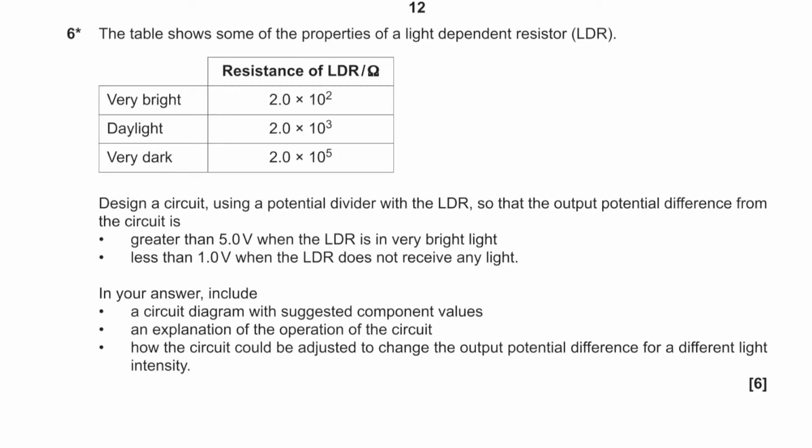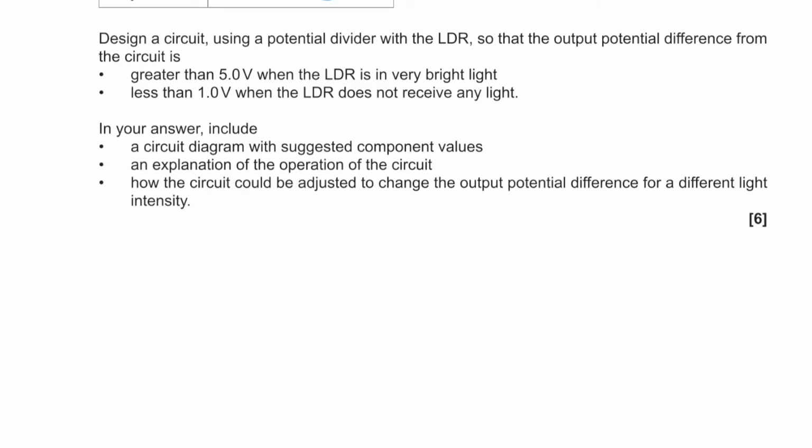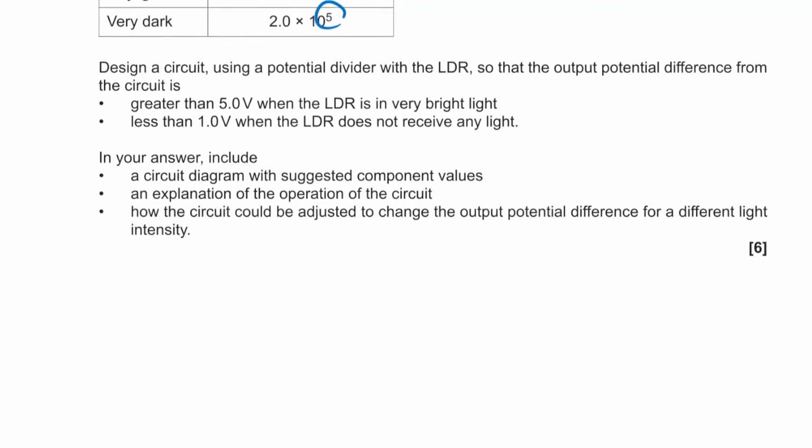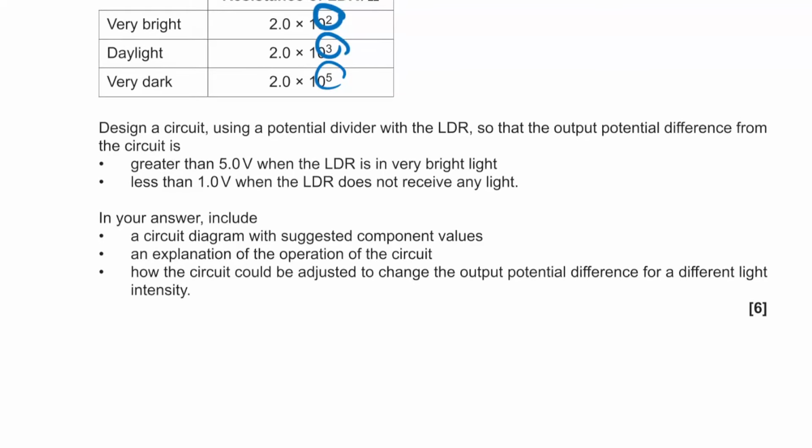Question 6, table shows properties of an LDR. We have the resistance at various points. Point is that we have these different powers there, don't we? Design a circuit using a potential divider so that the output potential difference is greater than 5 volts when the LDR is in very bright light, less than 1 volt when the LDR does not receive any light.